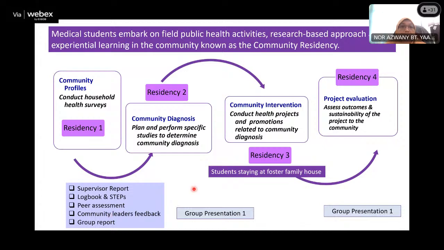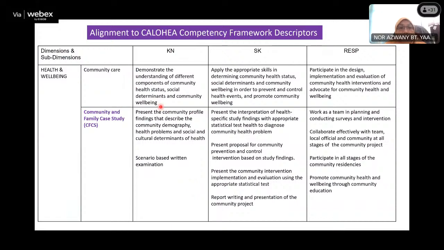So if we align what we are doing in our CFCS with CALOHEA and competency framework descriptors, in CALOHEA we say that for knowledge, the students must demonstrate the understanding of different components of community health status, social determinants, and community well-being. So in CFCS, they really look into community profile, they present the community demography, they identify health problems and social and cultural determinants, and they are assessed using scenario-based written examination.